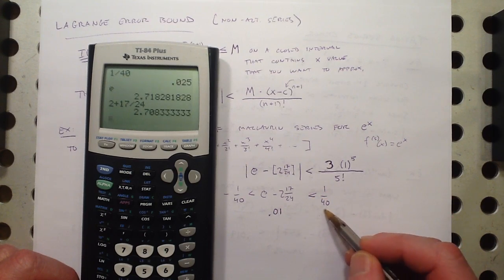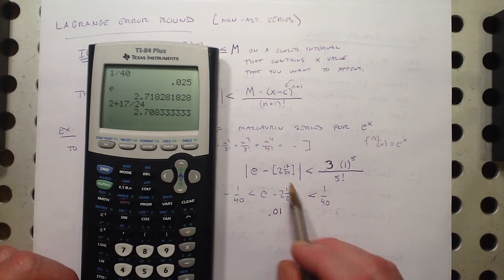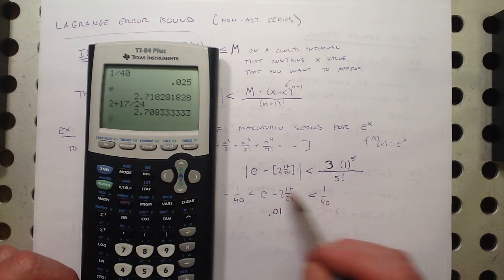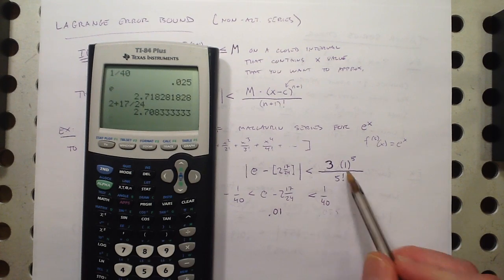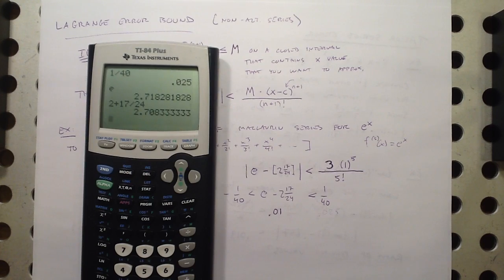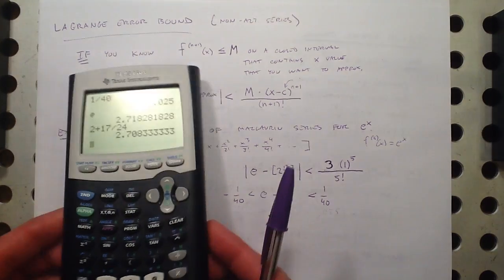And this was 0.025. So that was a good error bound, right? We were not off by more than that. You notice that the error bounds can be a little bit conservative, right? I mean, we were actually considerably closer than that, but that's the error bound we got from using that right there. So there's one example of the Lagrange error bound.